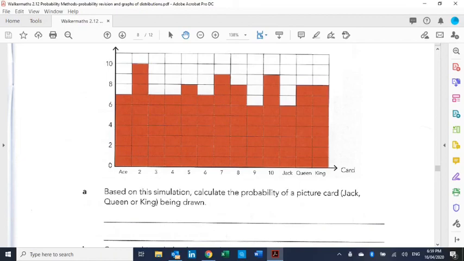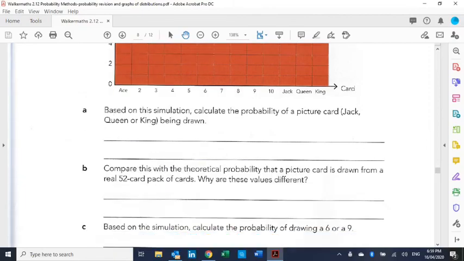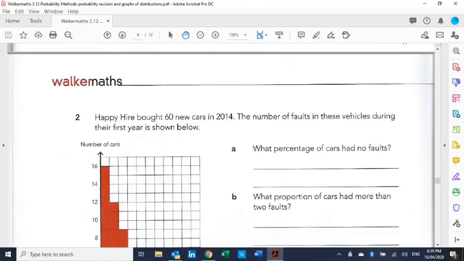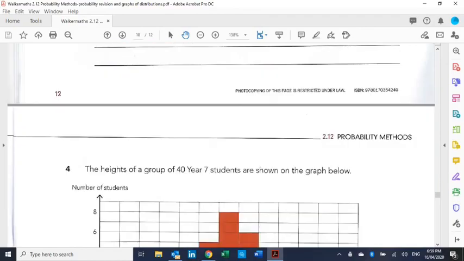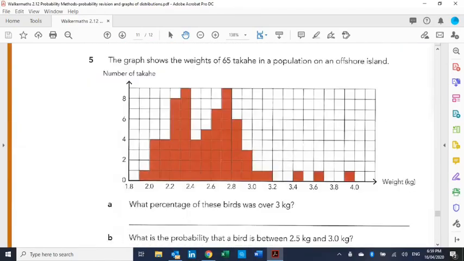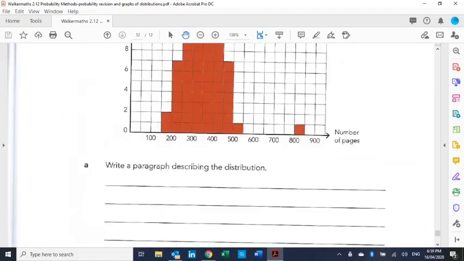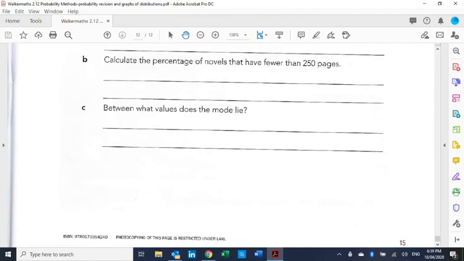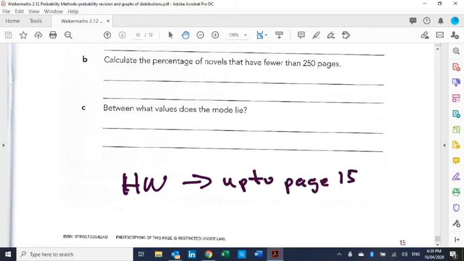And so now you should have some homework. You can do everything in the Walker book up to page, let me see where this is going. Fun for you, this is up to page 15. So the homework is everything up to page 15.